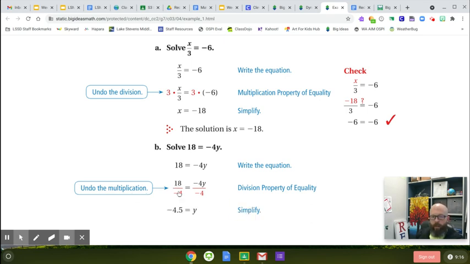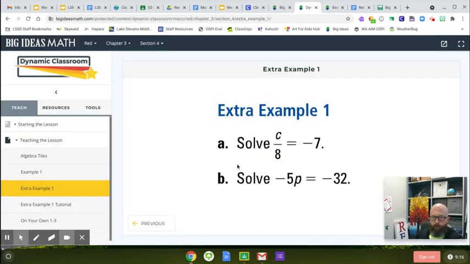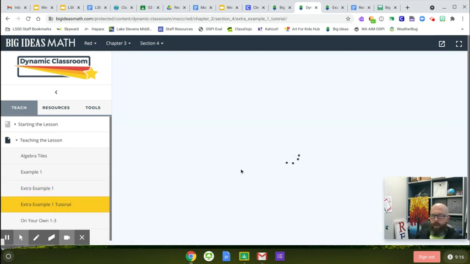Simplify, you end up with 18 divided by negative 4 is negative 4.5 equals y. And then I'm all done. And these ones, you can check your answer by plugging it back into the original and making sure that it works out. All right, let's take a look at some more here. So we have c divided by 8 equals negative 7, and negative 5 times p equals negative 32. Let's see how they do it.